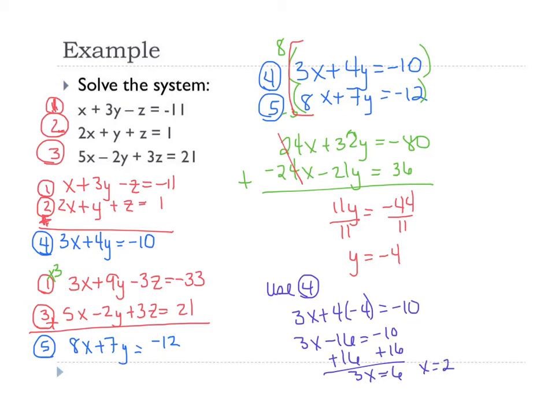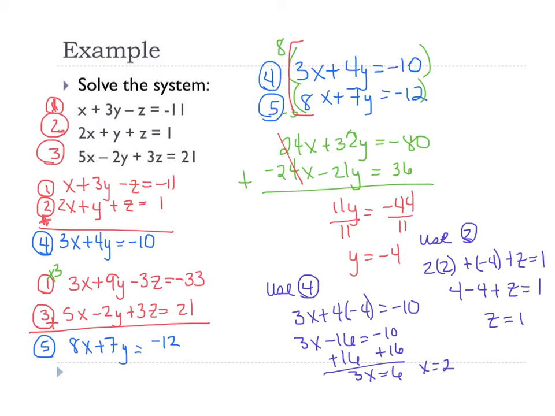And then the last step is to go back to one of the originals, doesn't matter which one, and now we're going to find z. So let's go back to 2. And so we're going to have 2 times x plus y plus z equals 1. That would be 4 minus 4. So it looks like z equals 1.